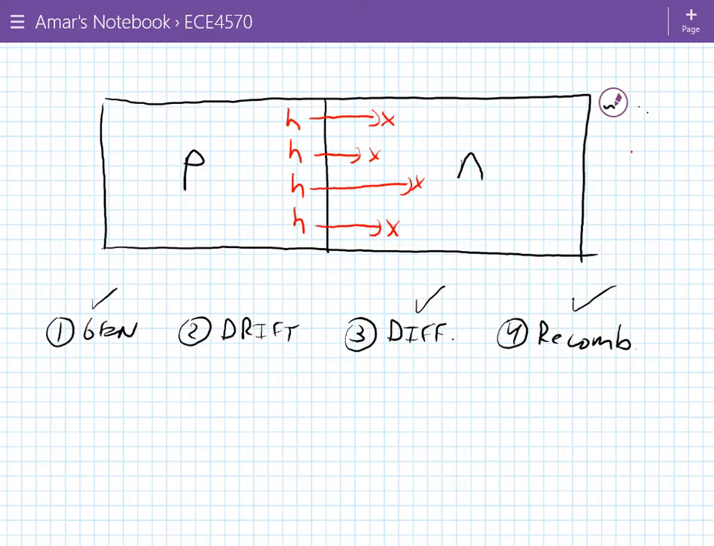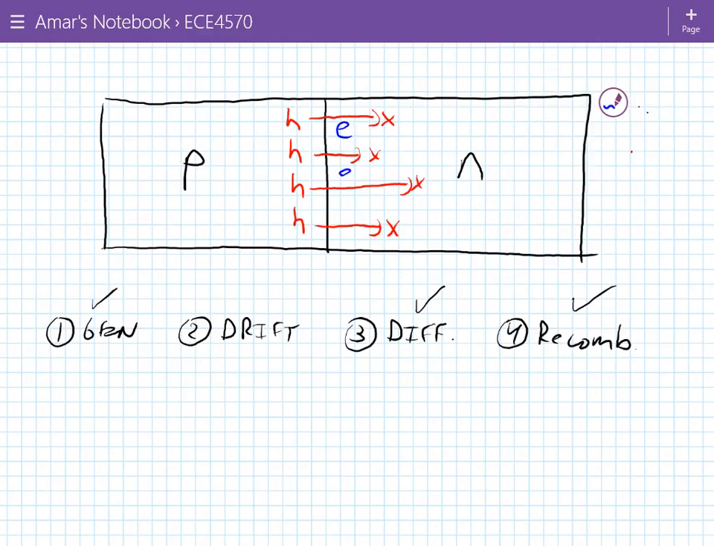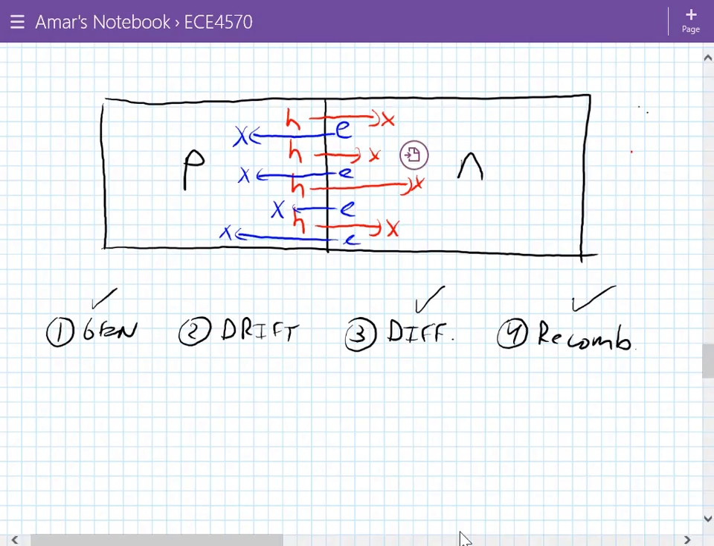To complete the story, we have electrons. The electrons are also doing the same thing. Remember, there's a high electron concentration on the n side. The electrons will then diffuse over to this side, and they will also recombine. So that's essentially what sets up a lot of the interesting physics in the p-n junction.